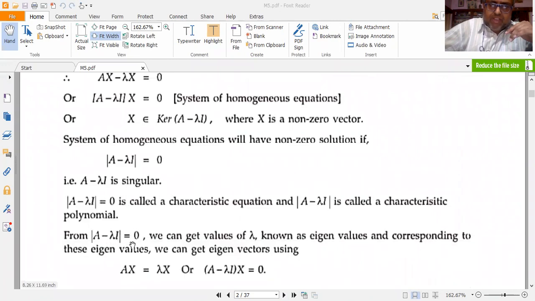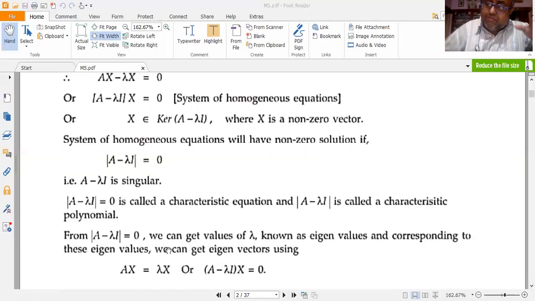So for determinant of A minus lambda I equal to 0, we calculate different values of lambda, and these different values of lambda are called the eigenvalues. Corresponding to these eigenvalues, I shall be calculating different eigenvectors, which are denoted by capital X. It is called a characteristic equation only if I equate this to 0. If I do not equate it to 0, it is just called the characteristic polynomial. If I solve the characteristic equation, I get some roots.